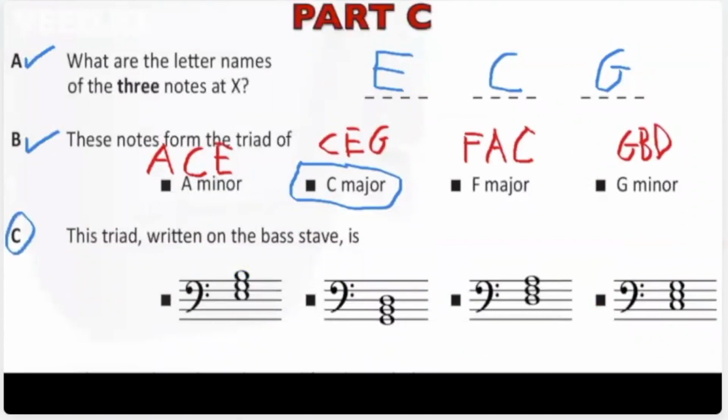In part C, we are asked to name the triads that we got from our answers in parts A and B. So from part A, we can see that we are looking for the notes E, C, and G. Then in part B, we took E, C, G, put this triad in order, and made the chord of C major, C, E, G. In part C, the most important thing to note is we are asked how the triad is written in the bass stave.